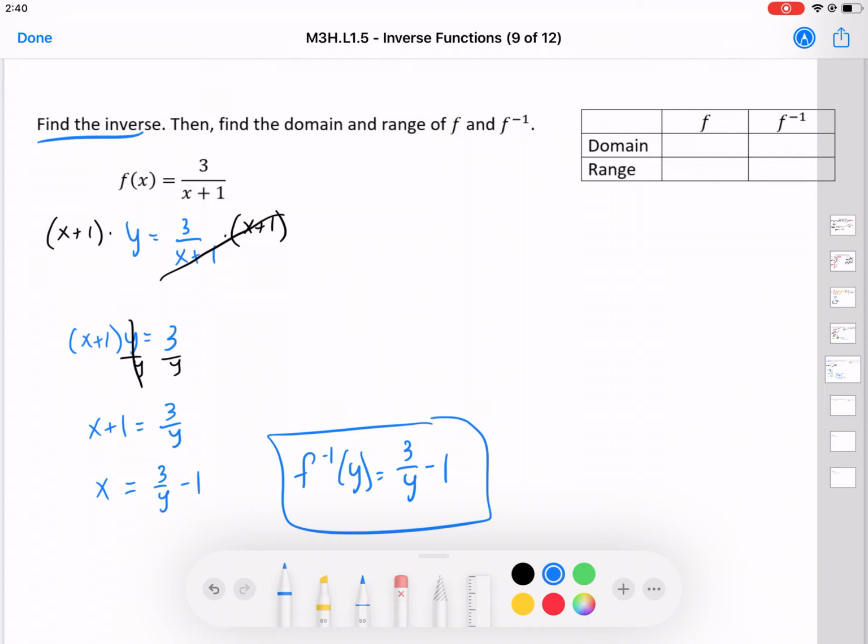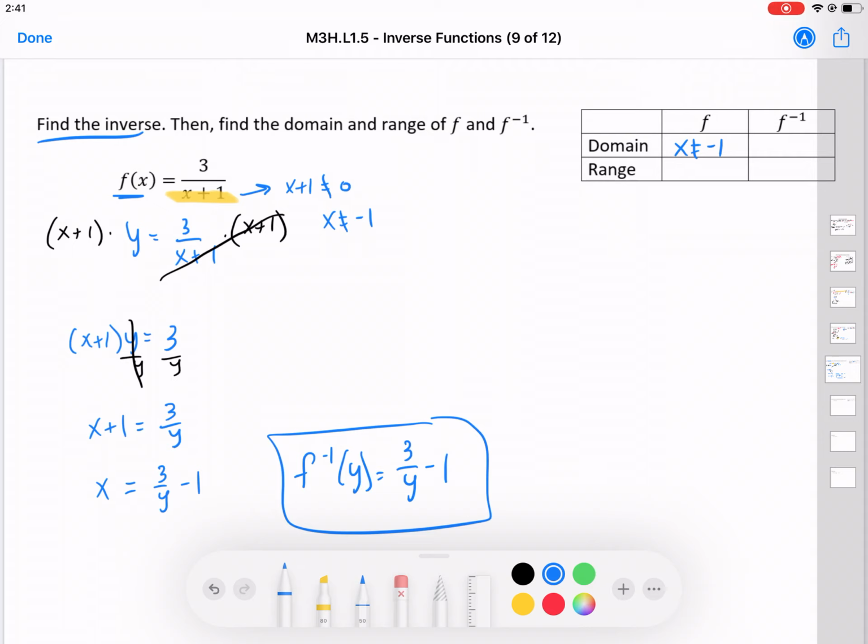This should go back to the first lesson. If you see any sort of division, you always have to watch out for domain restrictions because remember we cannot divide by 0. So here's our denominator. Remember the denominator, in this case x plus 1, cannot equal 0, meaning x cannot equal -1. So this was the function. So for the function's domain, I'm going to say x can't be -1.